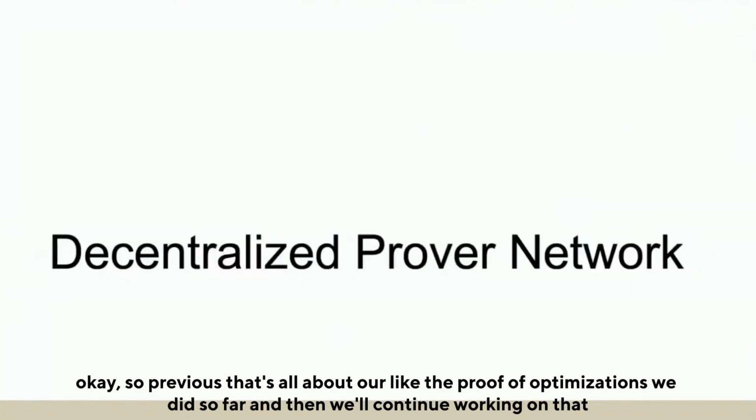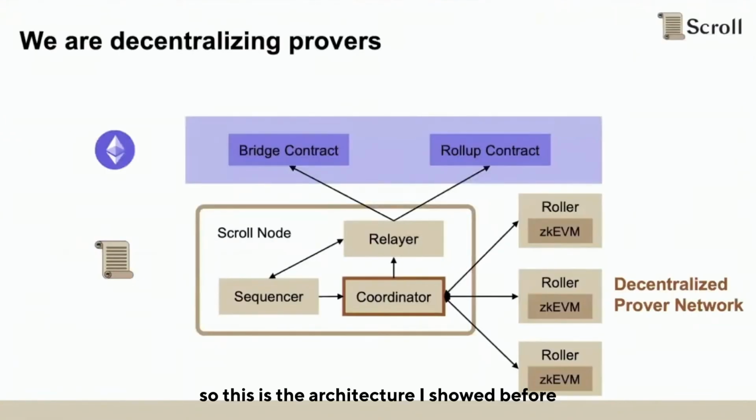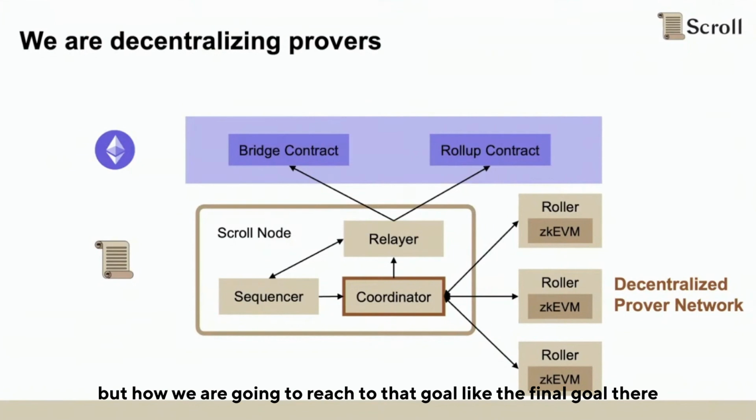Okay, so that was all about the proof optimization we've done so far, and we'll continue working on that. Next, I'm going to talk about how we want to build our decentralized proving network. This is the architecture I showed before, with a decentralized proving network that everyone can join. But how are we going to reach that final goal?